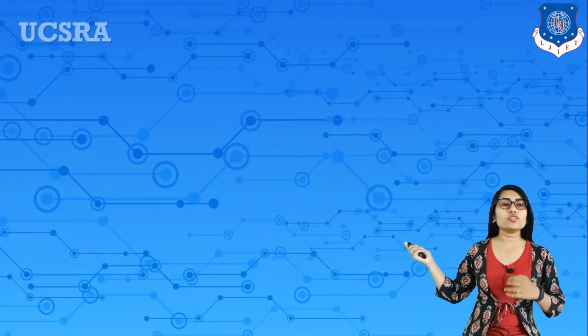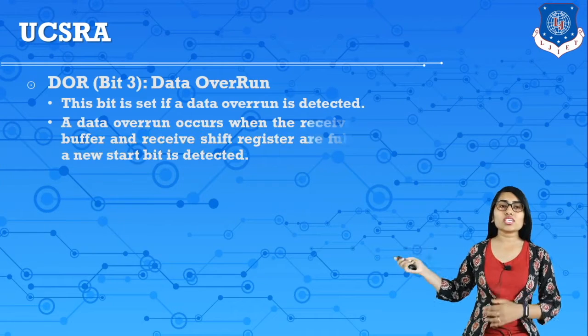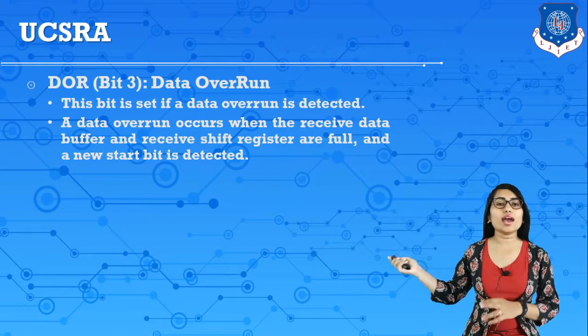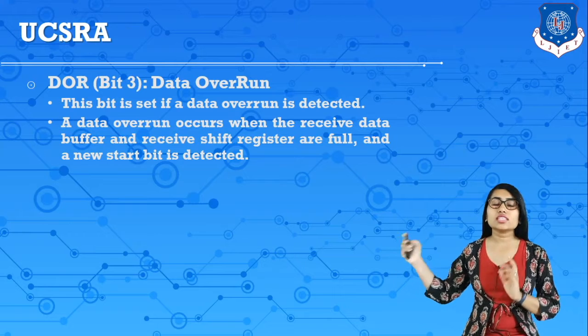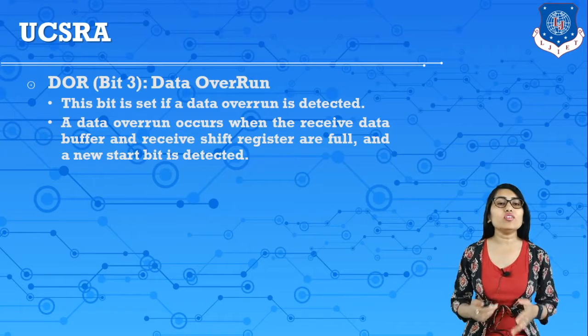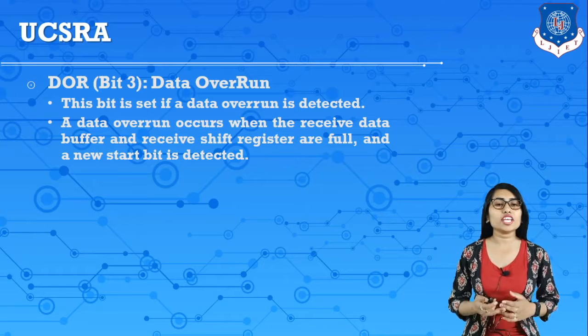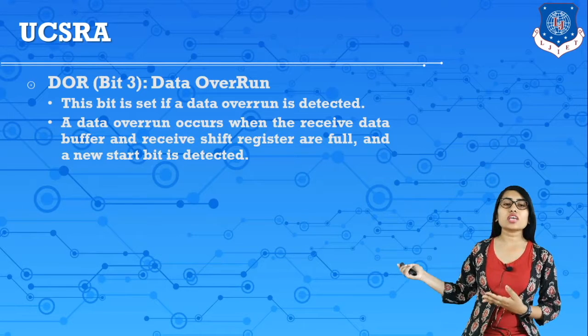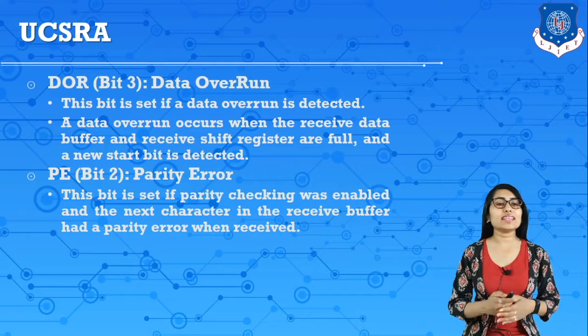Now next we have a bit in UCSRA, that is DOR, data overrun. This bit is set if a data overrun is detected. A data overrun occurs when the receive data buffer and the receive shift register are full and a new start bit is detected. Then there is the PE bit, that is parity error.